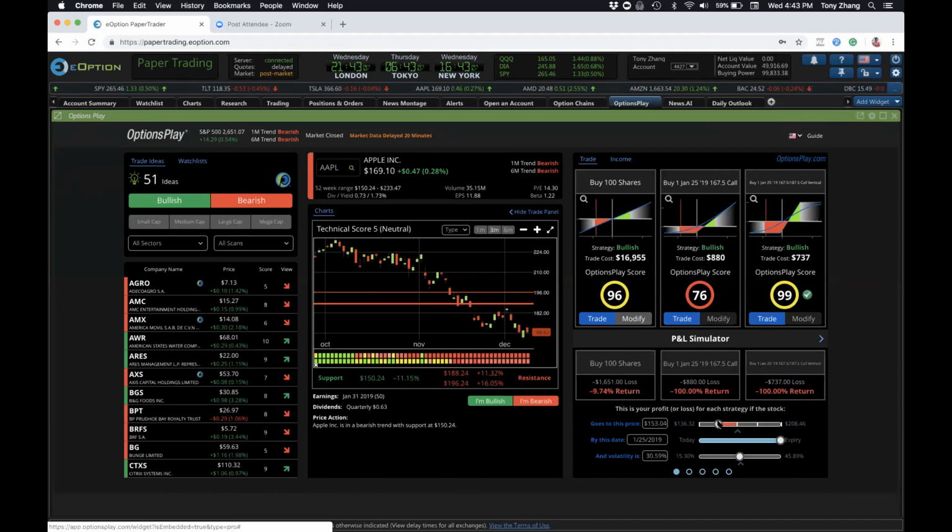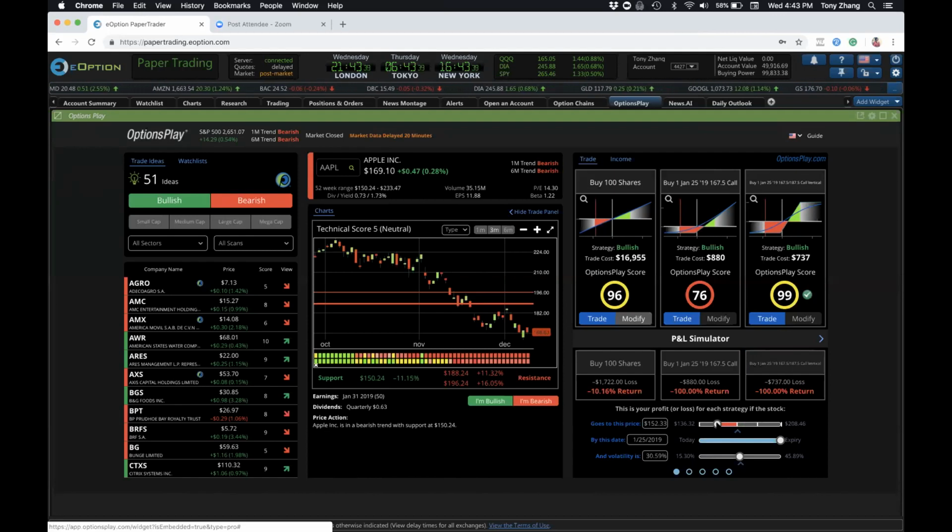What happens if this continues to slide? What happens if it goes back down to 150 or even further? How much money do you lose? If you had bought the stock, you lose $1,900 if the stock moved down to 150. If you bought the call option, you lose only $880, because that's the amount of money you've paid for that call option. No matter what happens, that's the most amount of money you can lose. So that's really where you can start looking at the potential rewards and the potential risks to help make a decision as to which one's best suited for you.